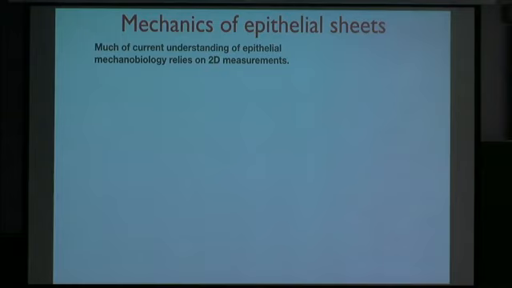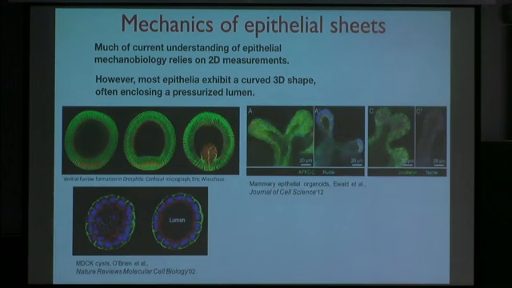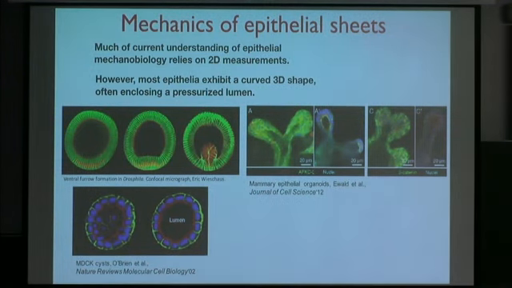However, most epithelia in nature and also in biomimetic systems involve curved three-dimensional shapes that are often enclosing a pressurized lumen. And so this is a motivation to propose a new experimental setup.